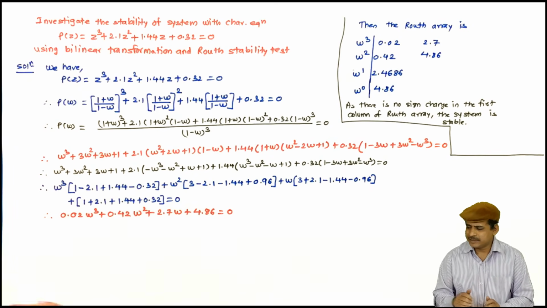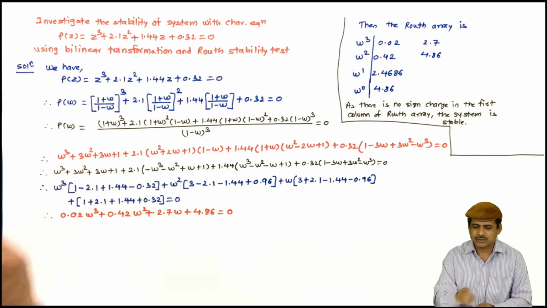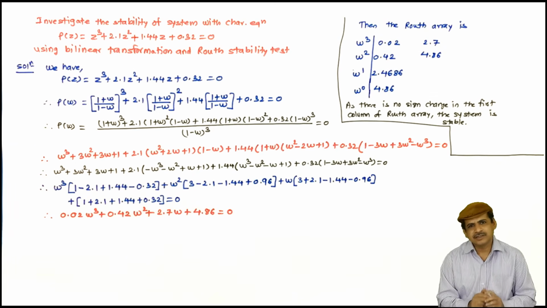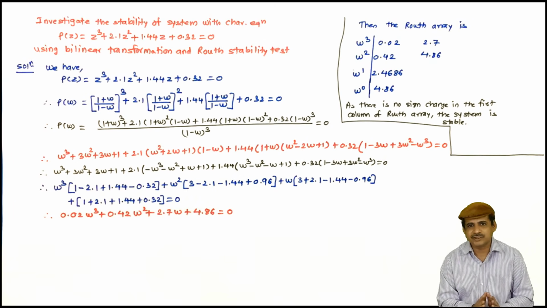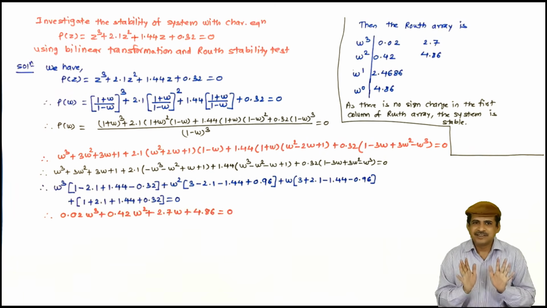So even in the next class we are going to solve more examples on this. We will consider again third order systems only. We will not go for fourth order systems. If there is a fourth order system, the Jury stability test is preferable.